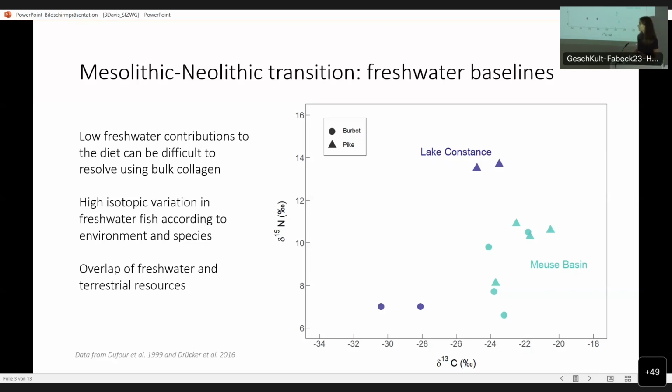That's partly due to species differences. So you can see for Lake Constance, we've got burbot and pike. They're completely different. But then for a different freshwater environment, you don't see the same variation. So that means that constructing a local baseline for freshwater resources is quite difficult. And if we're only including a small number of species in our study, or potentially picking them from slightly different freshwater environments to what was being exploited in the past, then we might not be seeing a true reflection of the local baseline.